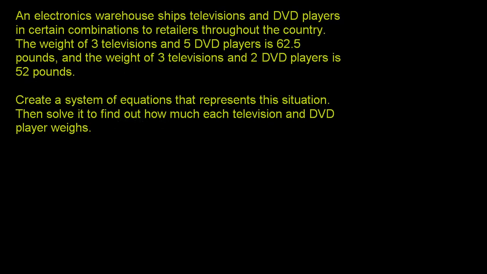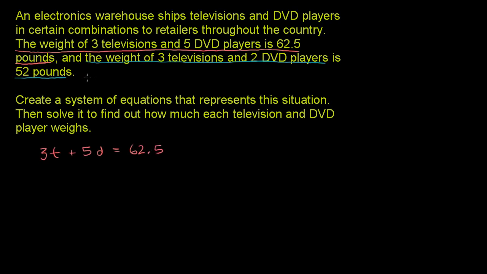Well, the two pieces of information they gave us, each of these statements can be converted into an equation. The first one is that the weight of 3 televisions and 5 DVD players is 62.5 pounds. Then they told us that the weight of 3 televisions and 2 DVD players is 52 pounds. So we can translate these directly into equations. If we let T be the weight of a television and D be the weight of a DVD player, this first statement says that 3 times the weight of a television, or 3 televisions, plus 5 times the weight of a DVD player is going to be equal to 62.5 pounds. That's exactly what this first statement is telling us.